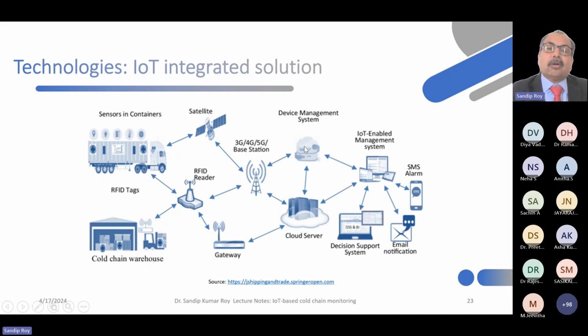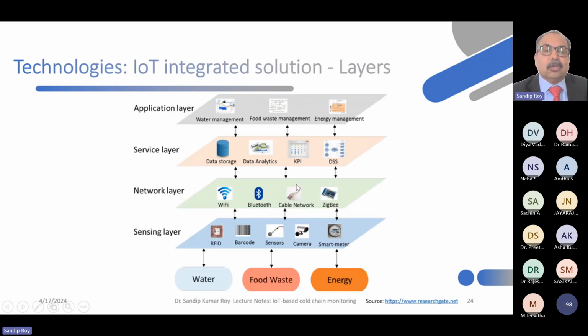And everywhere, if you see, there are a lot of sensing devices and a device management system. This is the sensor. So a lot of sensing things are integrated in this IoT-based sensing solution for cold chain. If I slice the whole architecture a little more, it looks something like that. So it's the sensing layer. In the sensing layer, we can have RFID, barcode, and other types of sensors like temperature sensors, cameras, meters, and so on.